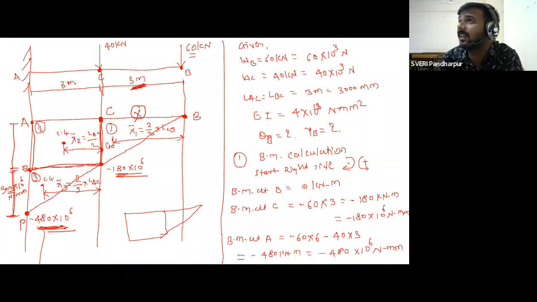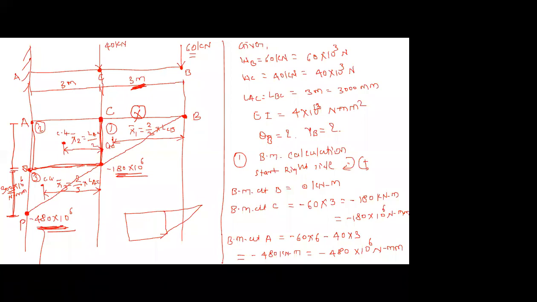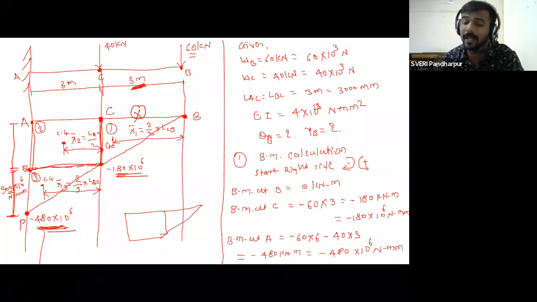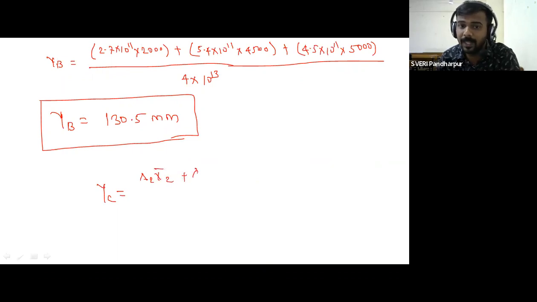Then between the 2 and 3 cross-sectional areas, will there be any change in the formula? No. Then while calculating deflection, which parameter will get changed? x2 bar and x3 bar. So if we write the formula like this: yc is equal to a2 x2 bar plus a3 x3 bar divided by E into I.